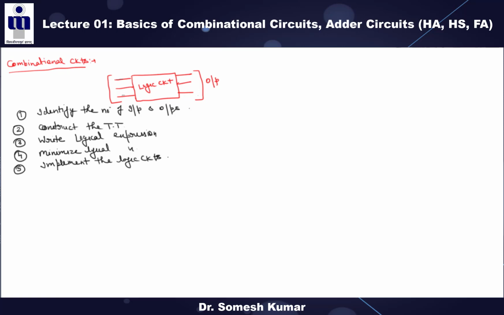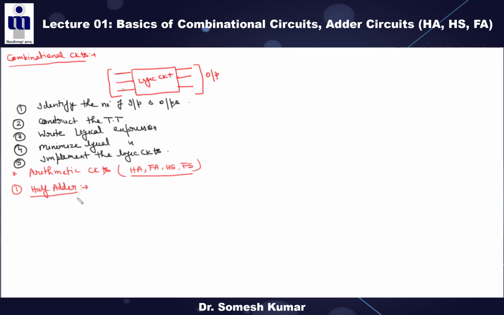Now we will start over the first example of your combinational circuits, that is your arithmetic circuits, right? Arithmetic circuit means all those circuits which are used for the arithmetic operation. For example, your half adder, right? Full adder, half subtractor, and the full subtractor. We will discuss all these circuits in detail, right? So first of all, half adder.